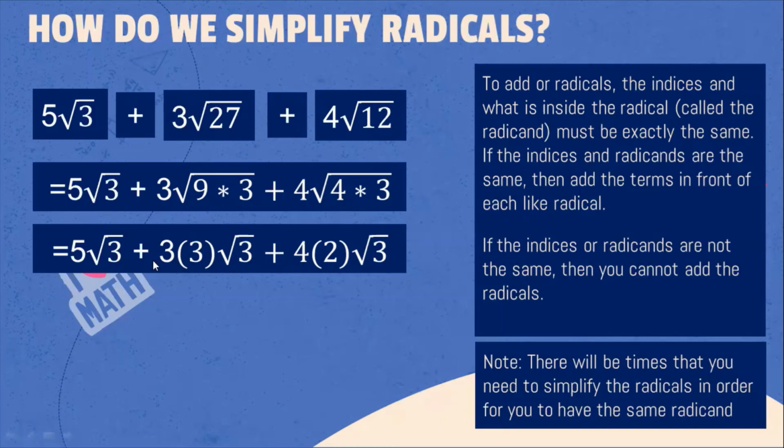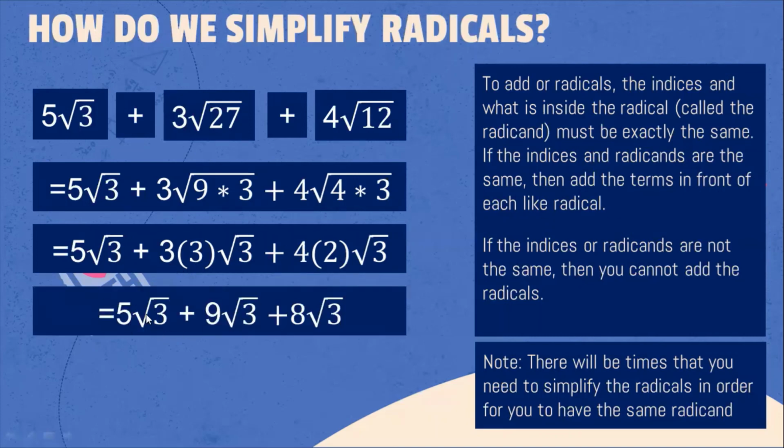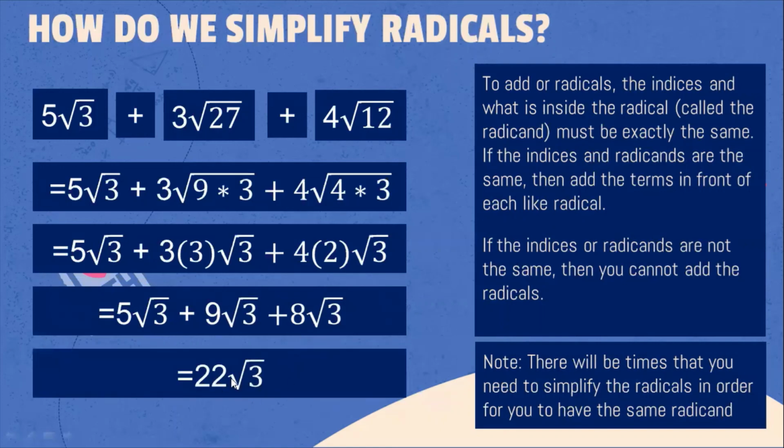Then after that, we will be multiplying these two. 3 times 3 is 9. 4 times 2 is 8. We copy 5 the square root of 3. We can now simplify this because we have the same indices and the same radical. What is 5 plus 9 plus 8? That is 22, the square root of 3. We will just be copying the radical because we will just be adding the terms beside it.